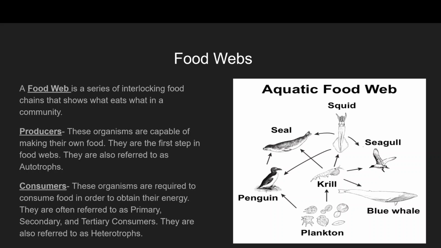So here we have a breakdown of producers. Producers are organisms that are capable of making their own food. They are the first step in food webs. They are also referred to as autotrophs. You may not have ever heard the word autotrophs before, but basically an autotroph is something that is capable of making its own food. So a plant is an autotroph. Those plankton down there are autotrophs. The green algae from our previous food chain example, those are autotrophs.